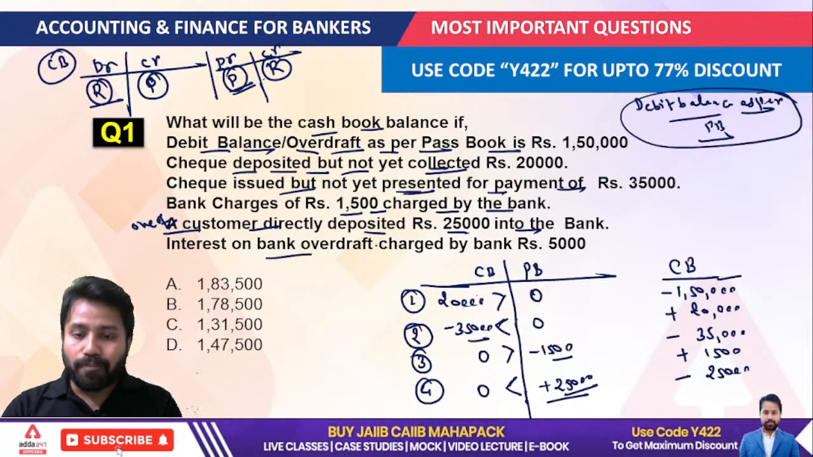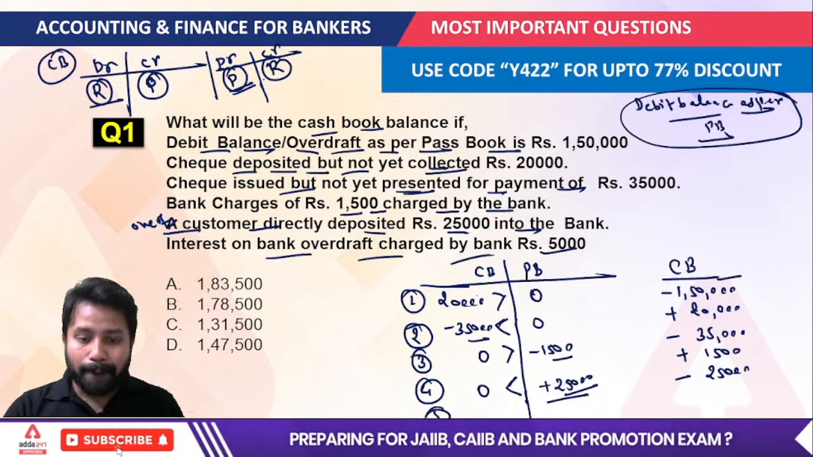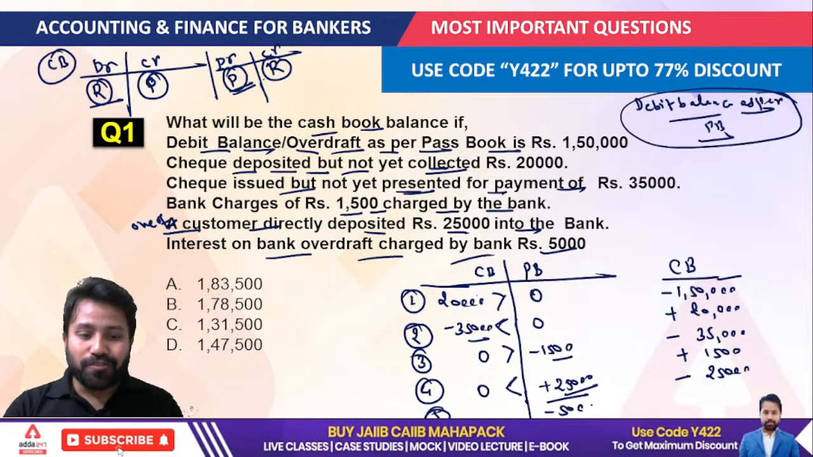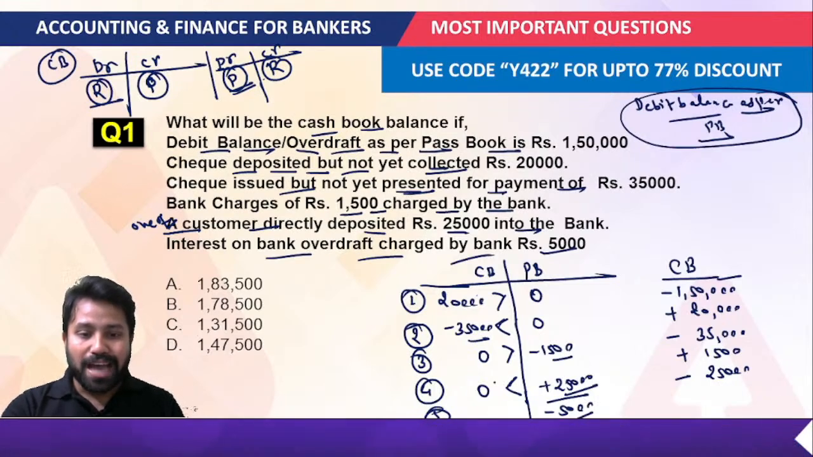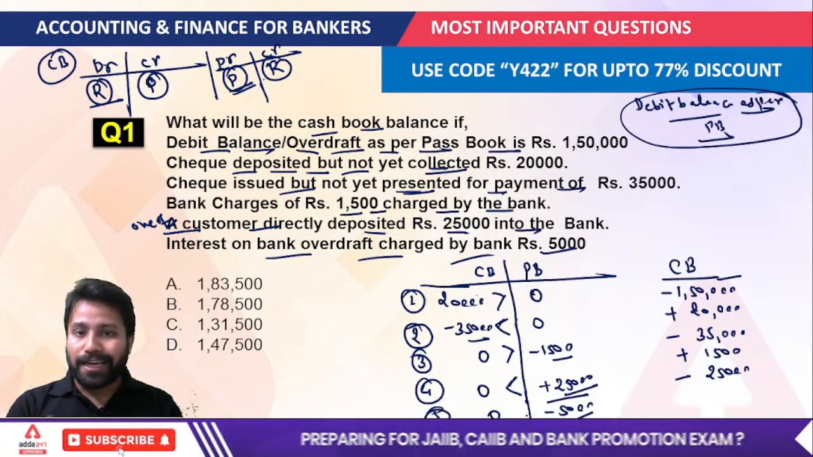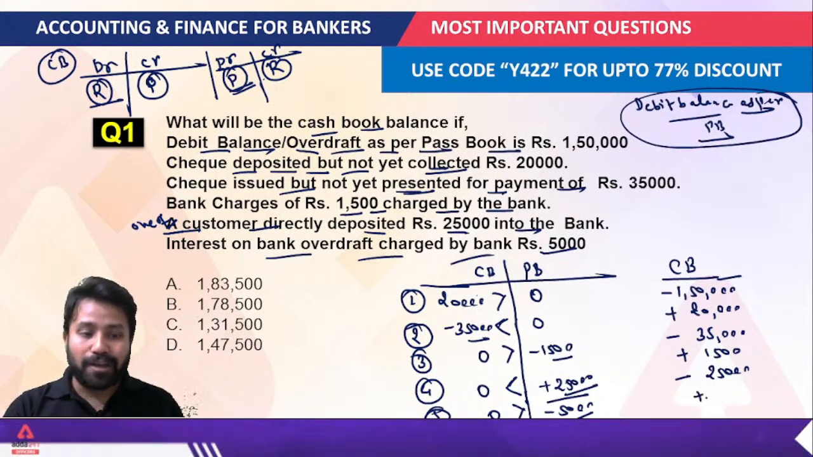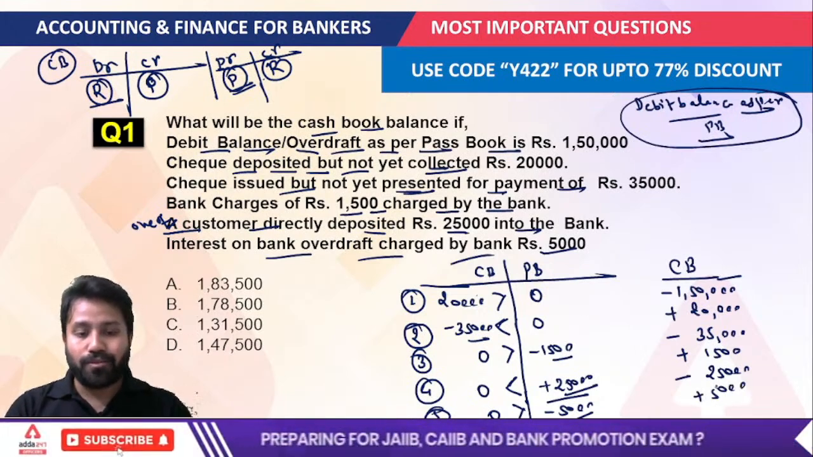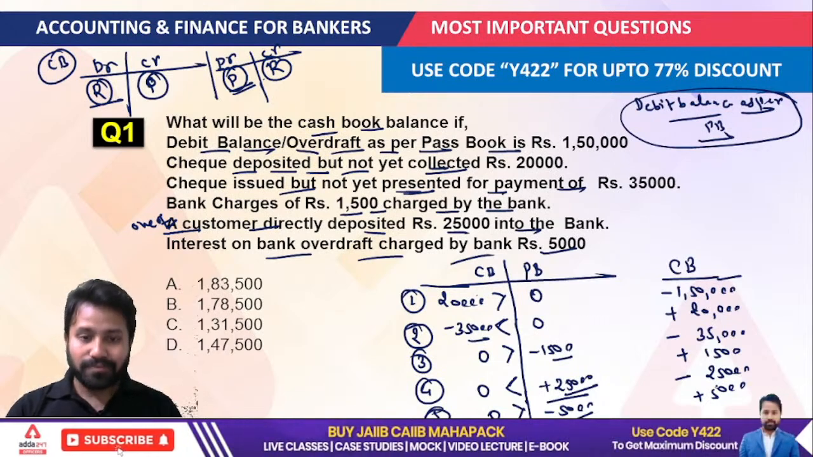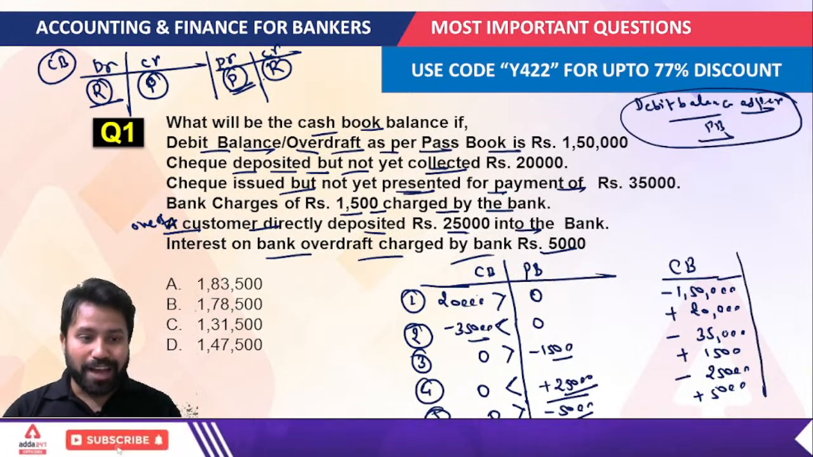Now, interest on the bank overdraft charged by the bank, that is 5,000 rupees. What does it mean? It means the bank has charged it, but the customer is not aware of that. So this would reflect as minus 5,000 rupees in the bank, and zero in the cash book. So is the cash book balance greater than or lesser than? You will say the cash book balance would be greater than the passbook balance by 5,000 rupees. Okay, I hope it is understandable for everyone, right?